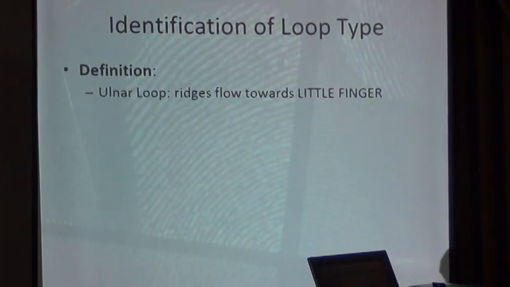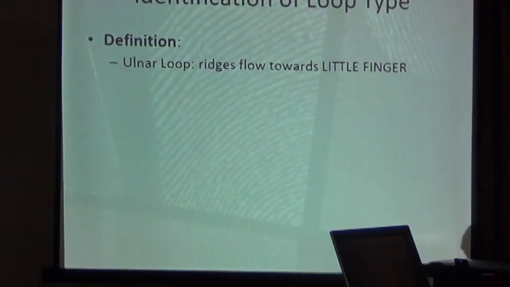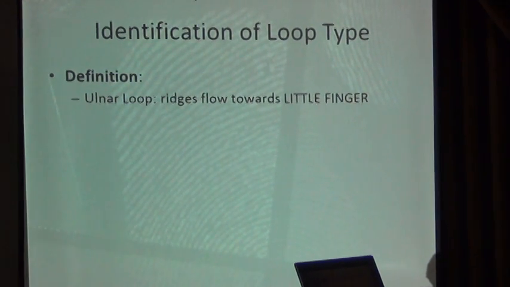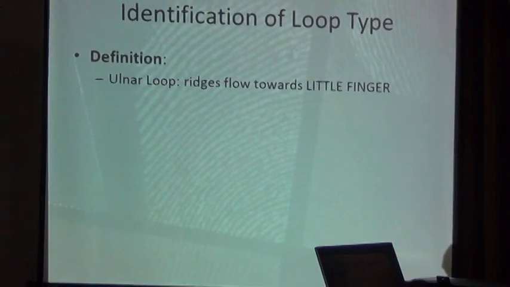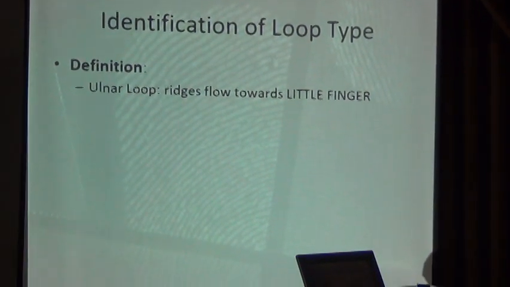Based on that definition, we have to follow the concept on ridges, the flow of ridges. If it is flowing towards the little finger, then that is known as an ulnar loop.